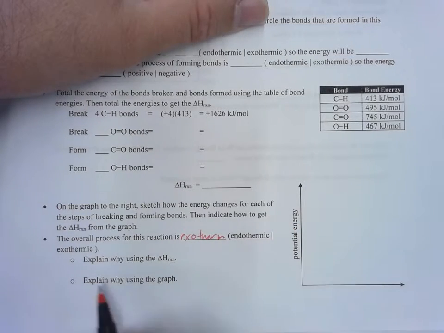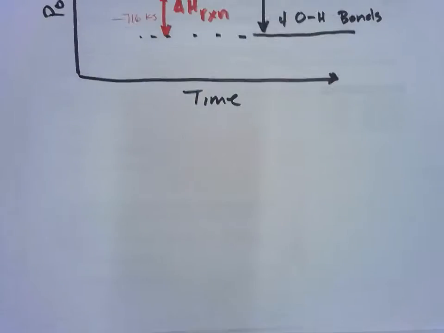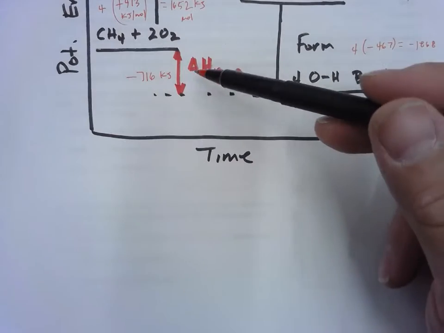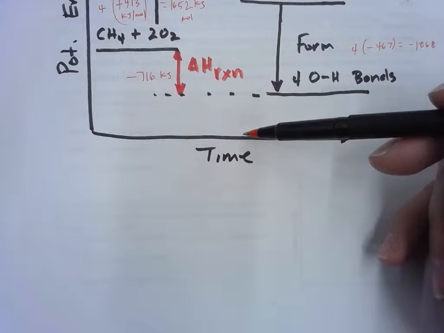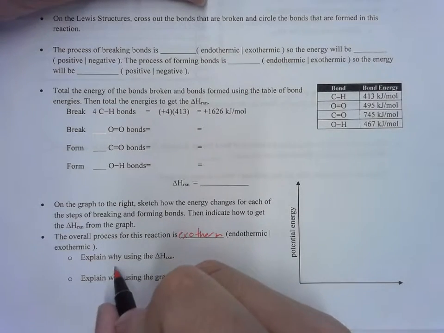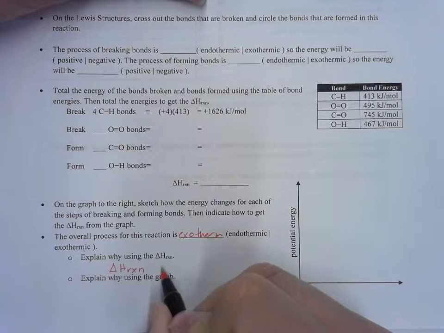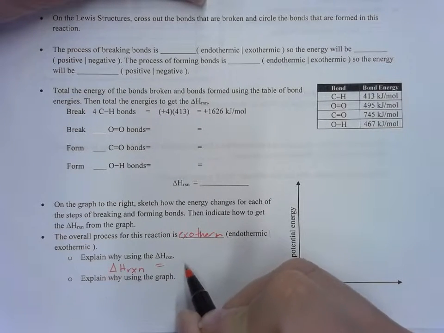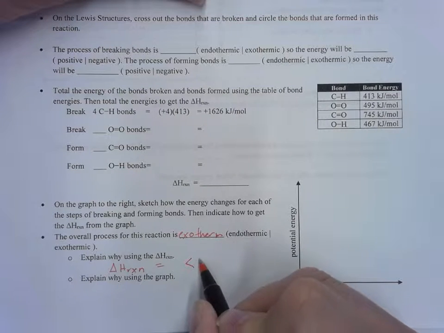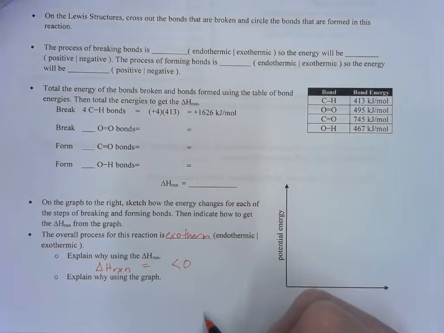Okay. Explain why using the delta H of the reaction. Well, that's what this graph was about. Okay, the delta H of the reaction is negative. Delta H of the reaction equals less than 0. And explain why using the graph.